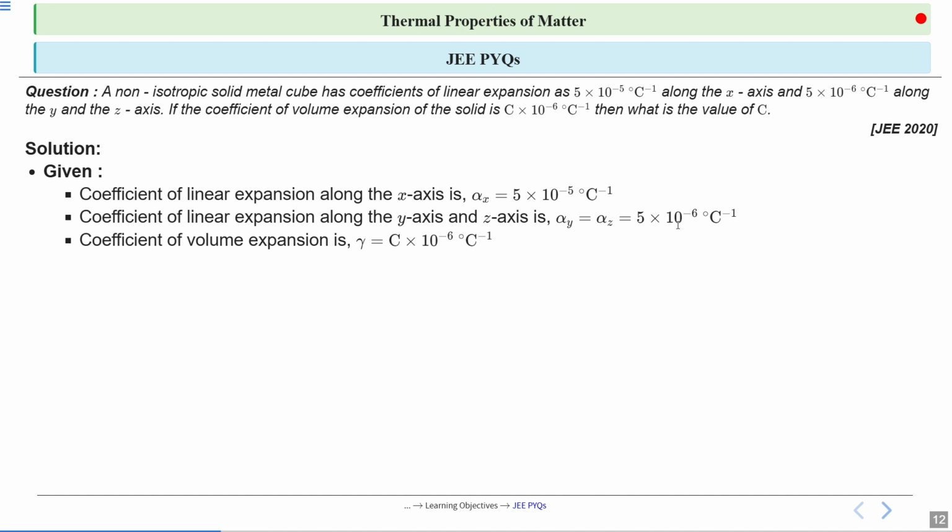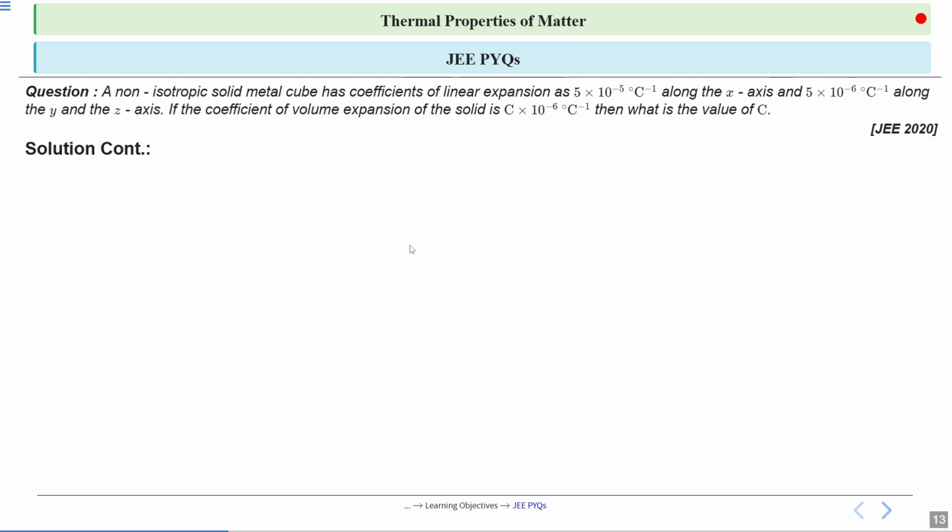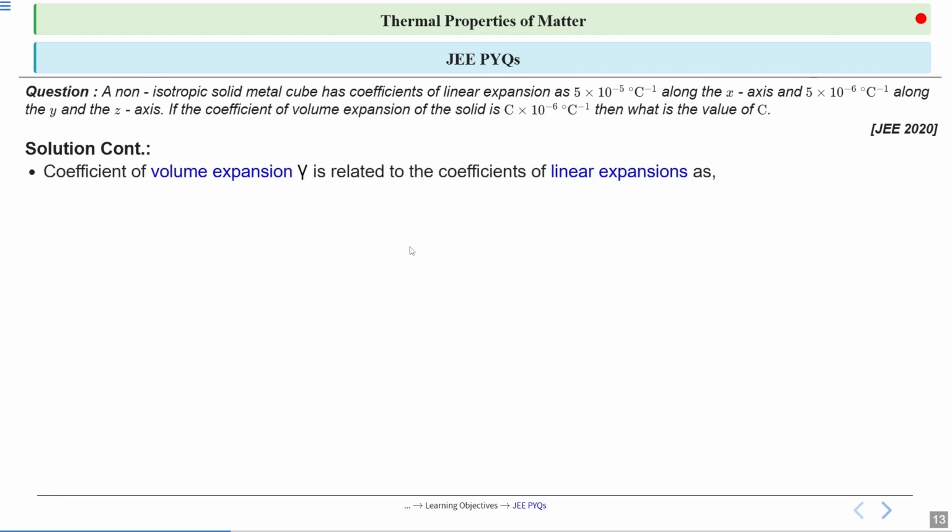The coefficient of volume expansion, that is gamma, is equal to C into 10 raised to the power minus 6 per degree Celsius. Alright. So here we have to find out the value of C. Now, the coefficient of volume expansion is related to the coefficient of linear expansion. So, gamma equal to alpha x plus alpha y plus alpha z.